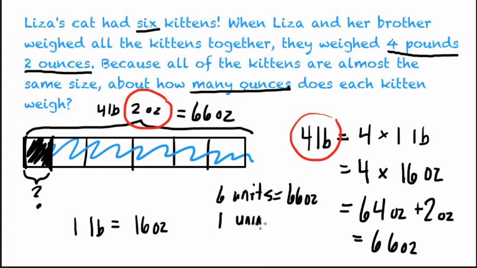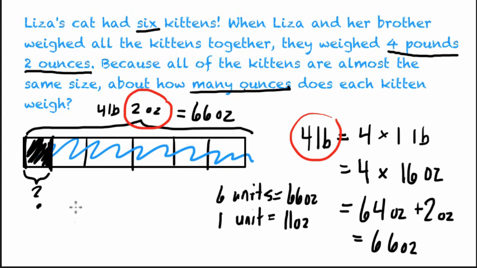1 unit is going to be 11 ounces. So 1 kitten weighs about 11 ounces. Okay, that would be our final answer. I'm going to erase this conversion right here and put our answer in there.